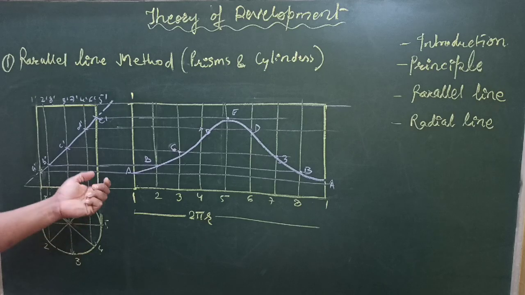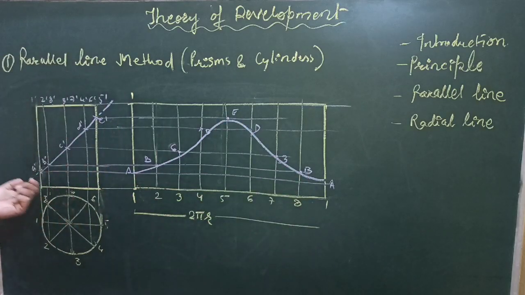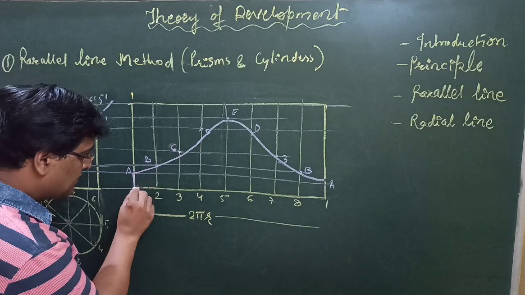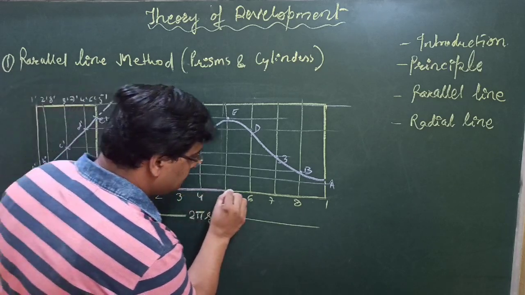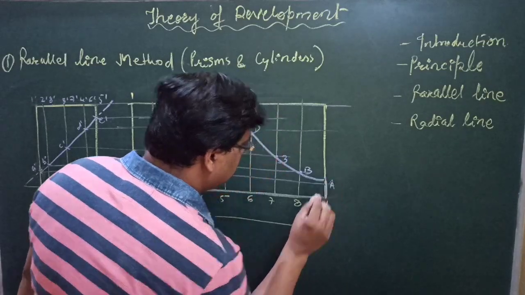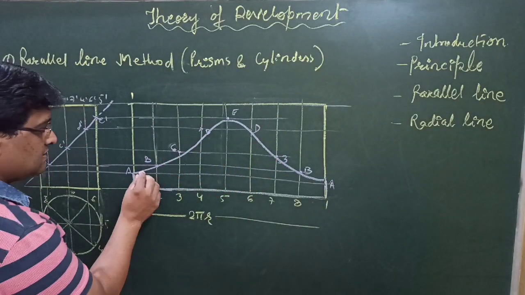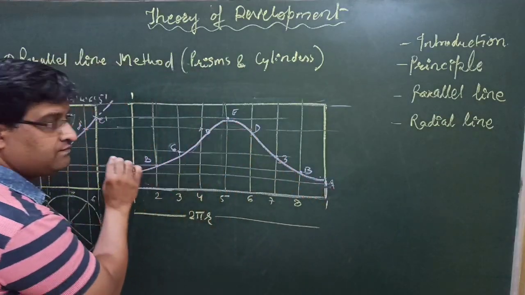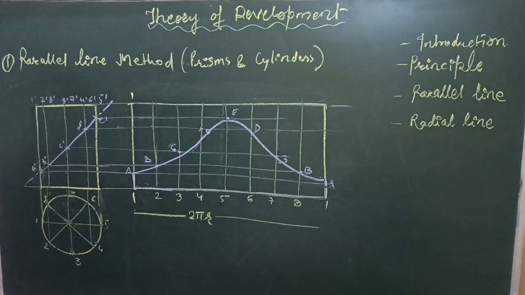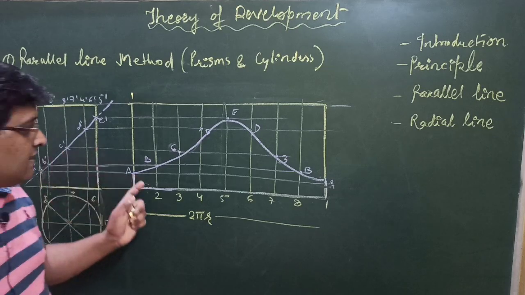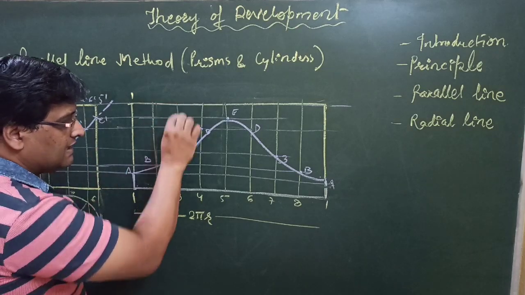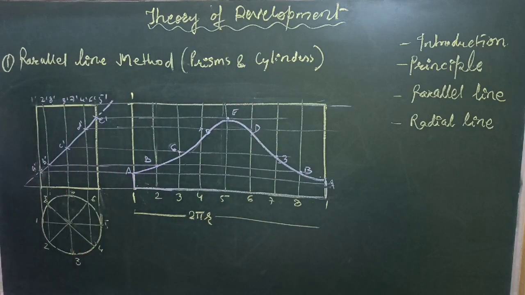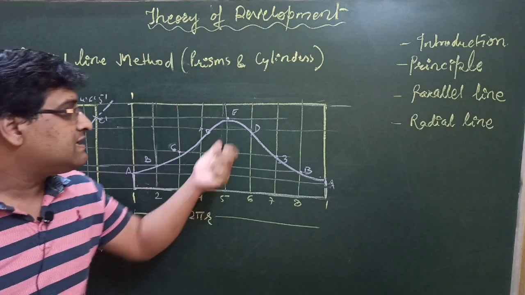And whatever the part is to be darkened, that will be provided in the question. If lower part is there, then darken the lower part only, like this. If upper part is asked, then darken this portion only. Okay? Remember, in case of cylinder, you should not darken these lines because they are not available in the solid itself. In case of prisms, these lines are there.